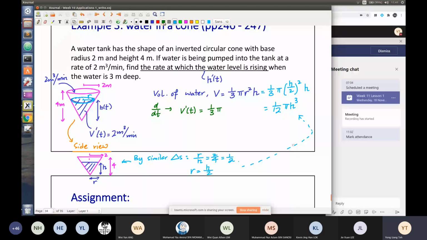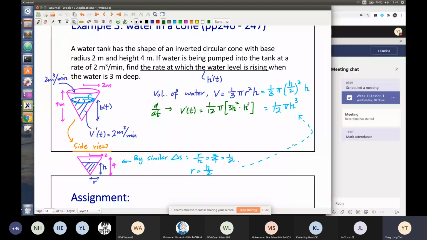So therefore, this V prime here is clearly just 1 over 3 pi, and we're just going to differentiate this. Oh, sorry, 1 over 12 pi in this case. So 1 over 12 pi, and this h cubed, there's going to be a 3h squared times h prime, using our chain rule. I hope you're fine so far.